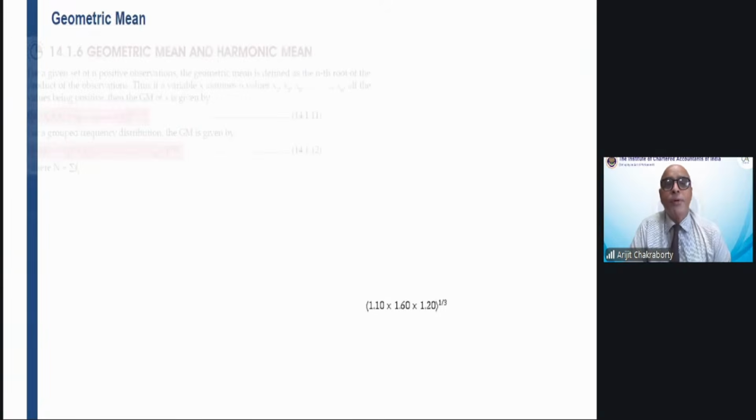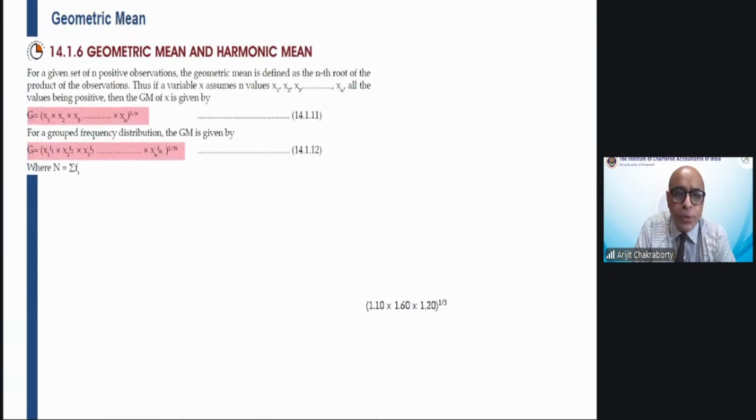Now we start with geometric mean. If you look at 14.1.6 of the study material, this section, you can see that geometric mean. Many of you might already have gone through this study material. You might have a good idea about this concept.